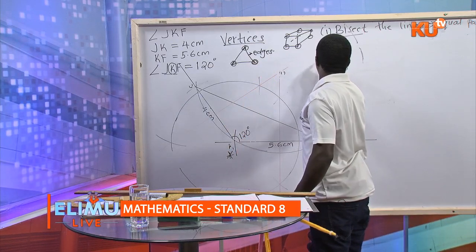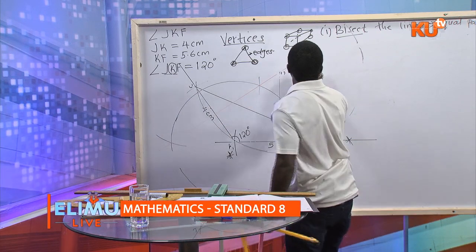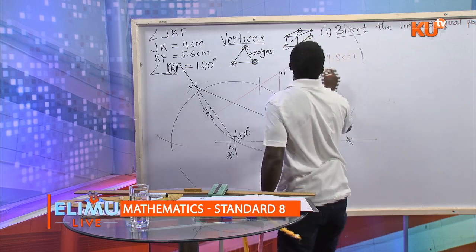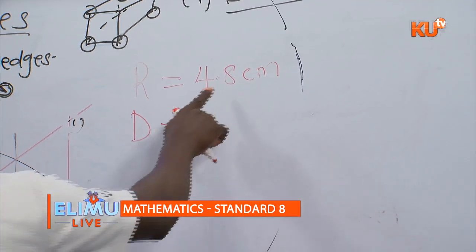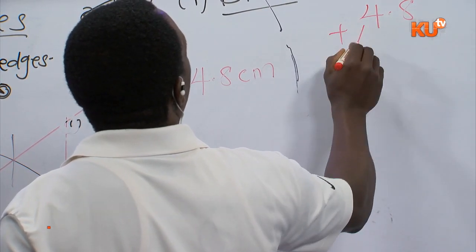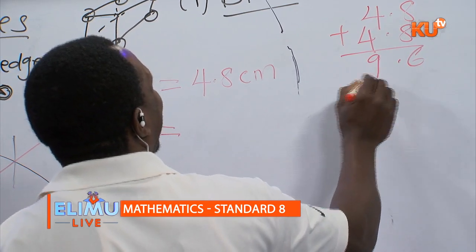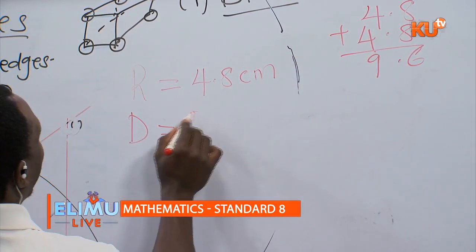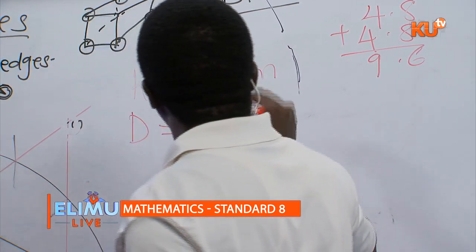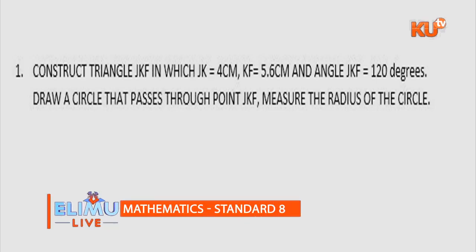Measure it on your ruler, and you get our radius is coming to 4.8. So our radius is 4.8 centimeters, meaning our diameter is twice this one. That is, you can just add 4.8 plus 4.8, or even multiply by 2. You get our diameter is 9.6 centimeters. But all the same, our question was asking us about the radius. So this one was just by the way.